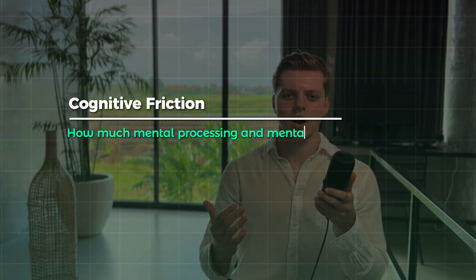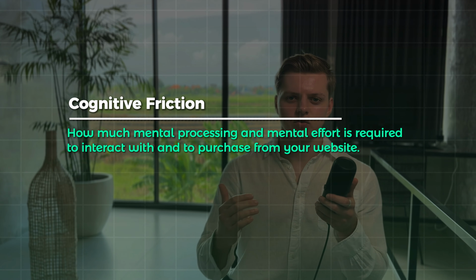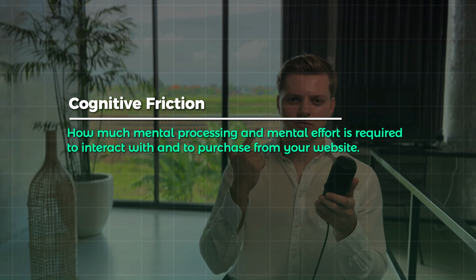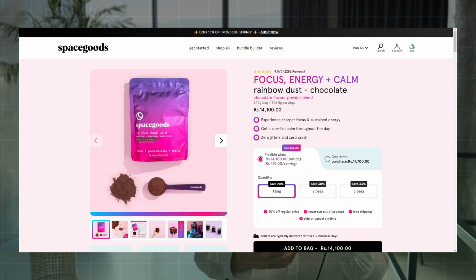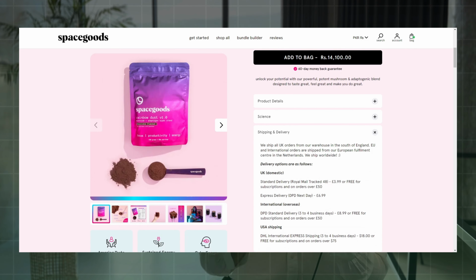What is cognitive friction and why is it ruining your conversion rate? Cognitive friction describes how much mental processing and mental effort is required to interact with and purchase from your website. If it is hard to navigate your website, if it's hard to understand how to interact with your website, if it's hard to understand why they want your product, if it's hard to understand the delivery times and the delivery methods, this all will drastically reduce your conversion rate.